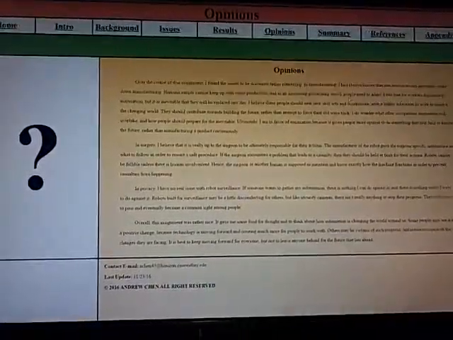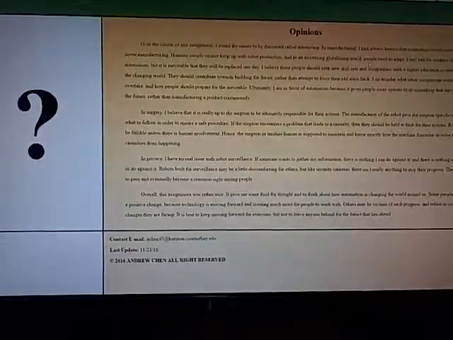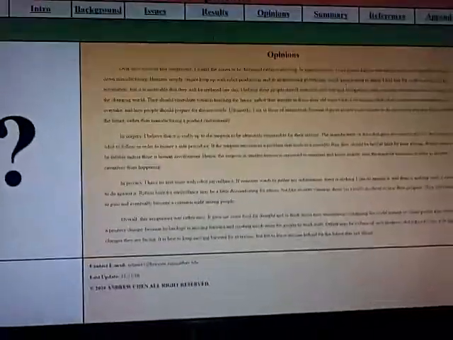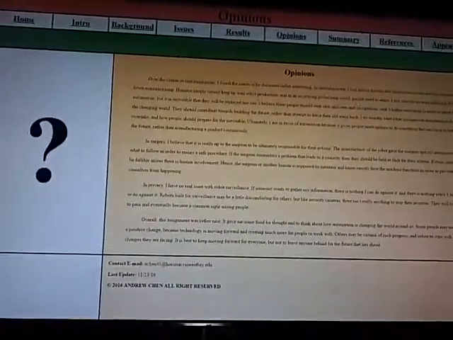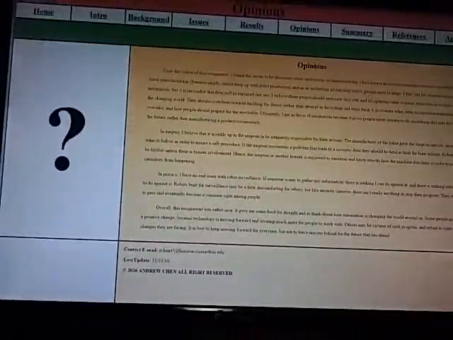Throughout this assignment, it's been rather nice actually. Over the course of the assignment, I found the issues discussed rather interesting. In manufacturing, I had always known that automation would inevitably strike down manufacturing. Humans simply cannot keep up, and robots are certainly the future. I believe these people should be retrained to find new occupations elsewhere. Seek a higher education, of course. Ultimately, I'm in favor of automation because it gives people more options to do something that may benefit them in the future, rather than manufacturing a product continuously.